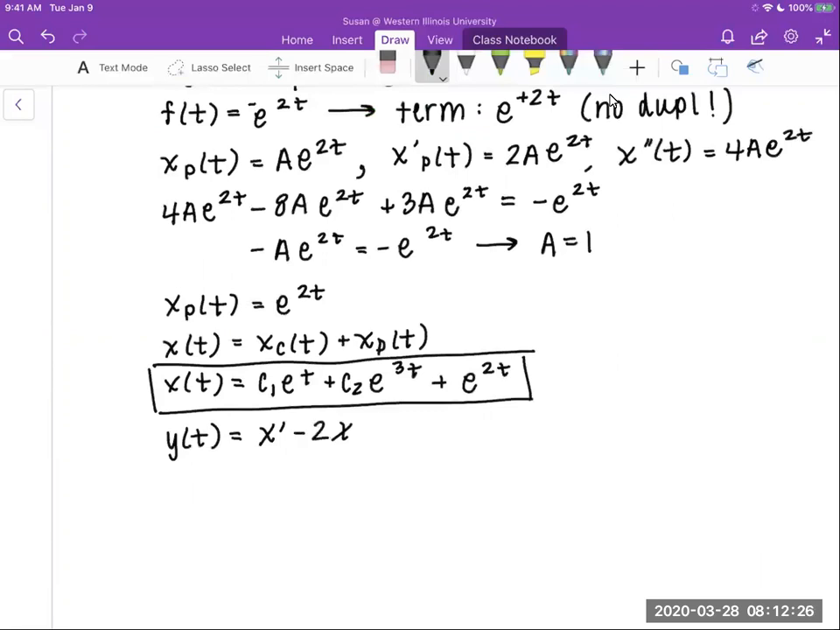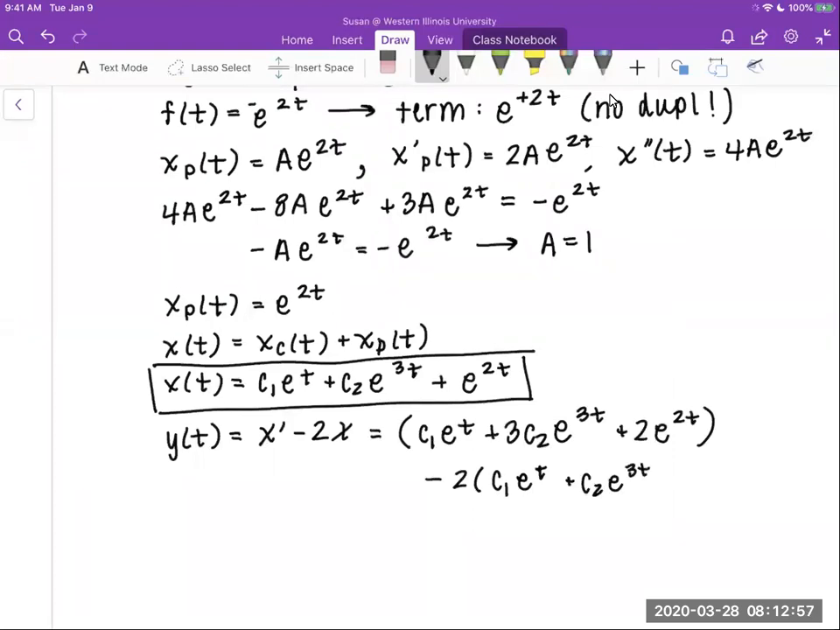And so let me plug in that derivative. First of all, that's going to be C1 e to the t plus 3C2 e to the 3t plus 2 e to the 2t. And then I want to subtract off 2 times the original function, which is C1 e to the t plus C2 e to the 3t plus e to the 2t.